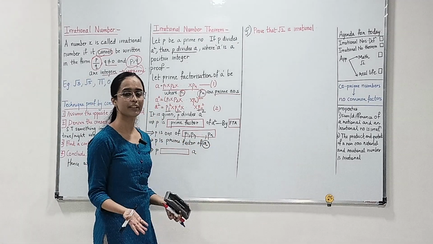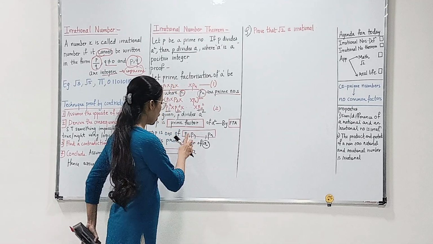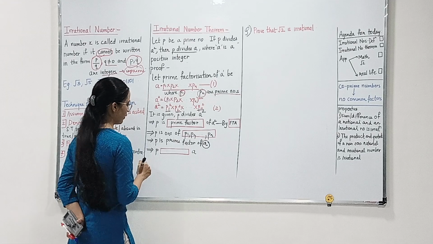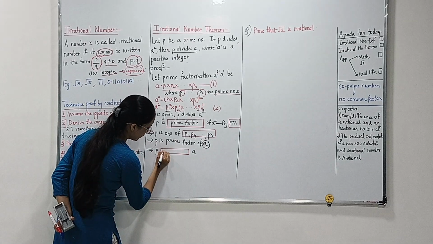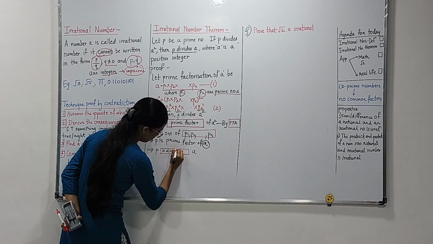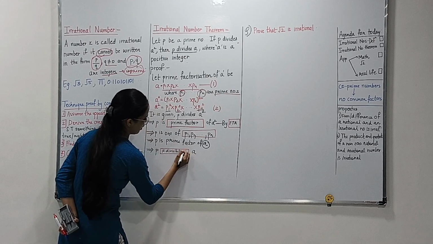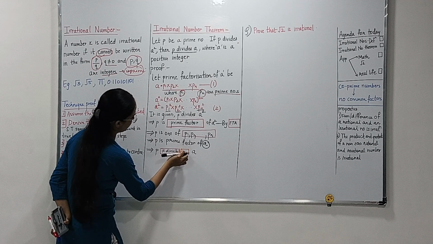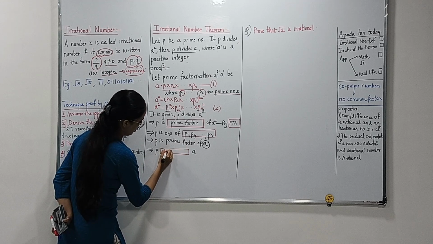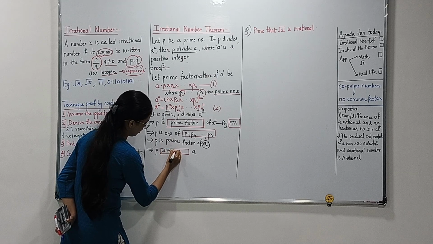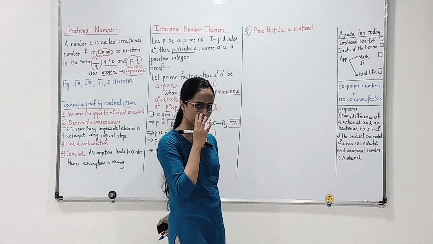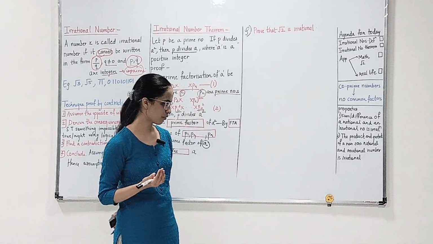Now why do I say that P is a prime factor of A? Because all these are the prime factors of A as well. So that is why finally you can say that P divides A, or A is divisible by P. So I hope you understood the proof of it.